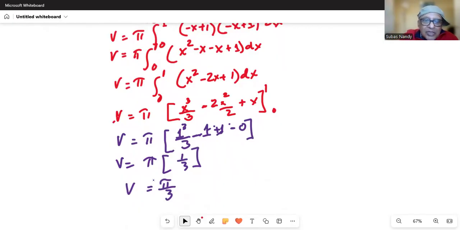So you are left with V equal to pi times 1/3, or the answer, the volume of the solid obtained by rotating the line around the x-axis, is V equal to pi over 3.